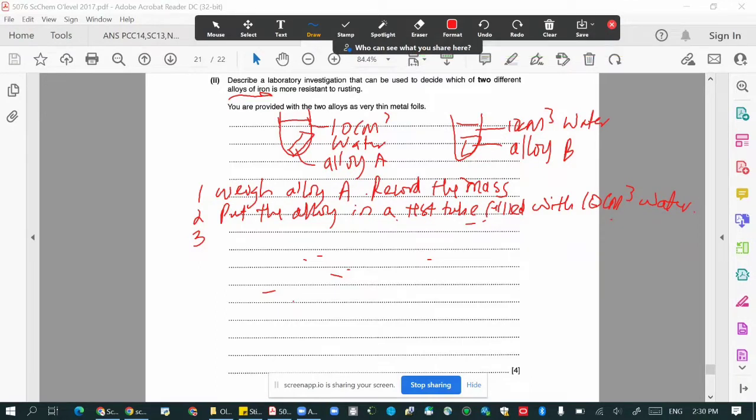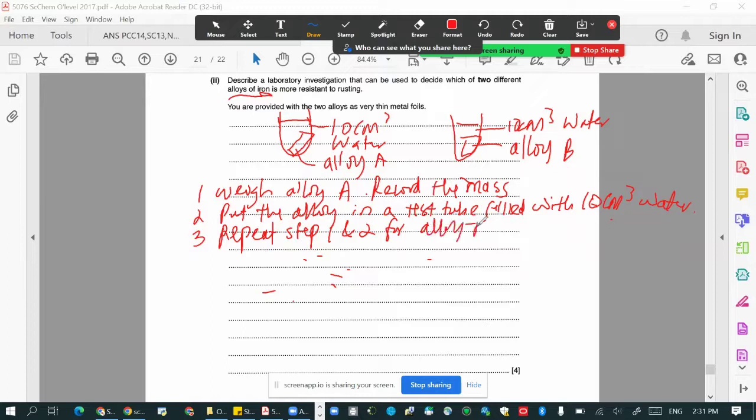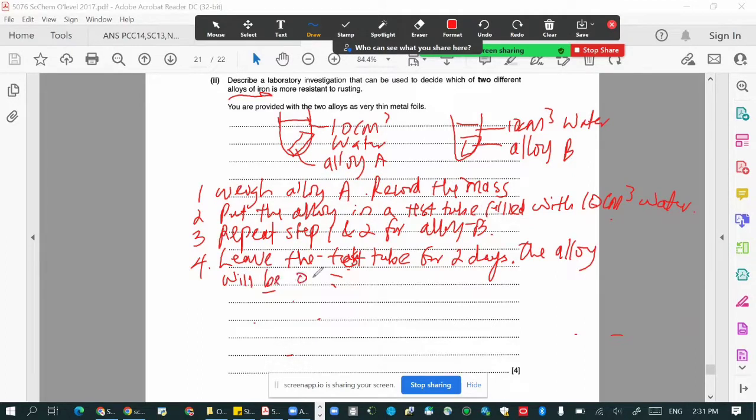Actually, after this you can repeat steps 1 and 2 for alloy B. Then after that, leave the test tube for several days. You can just put a number, 2 days. For 2 days, I think the rust will form. Then you can write down what will happen: the alloy will be oxidized.